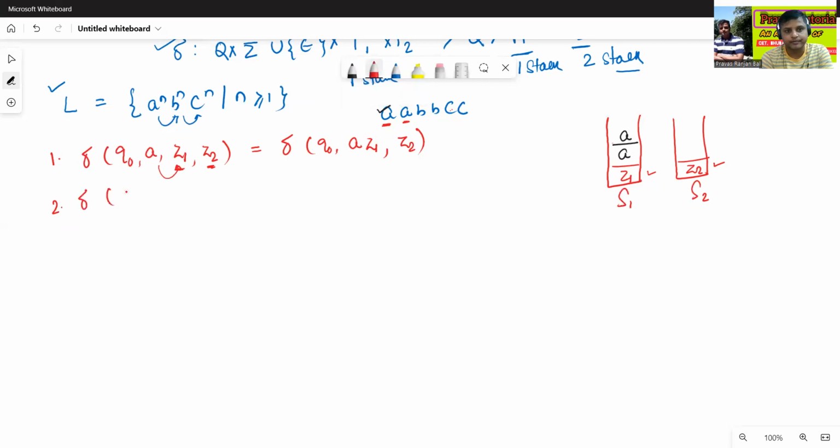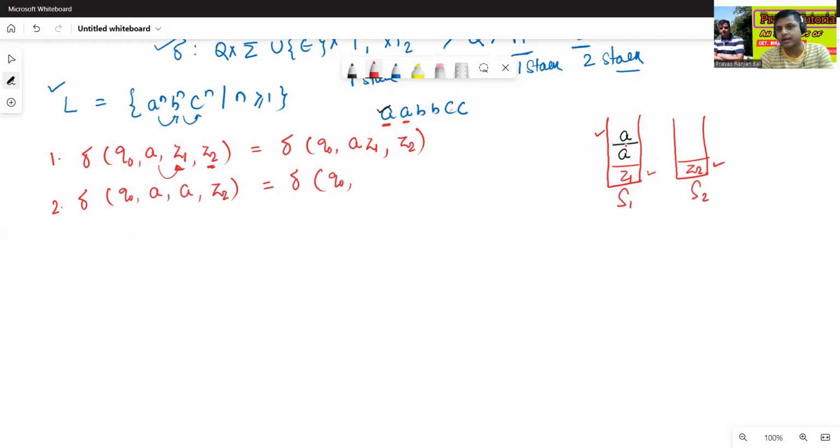So delta Q0. What will be read? A. What is the top of the stack? In case of the first stack, the top is A, so I'll just write A here. What is the top of the stack in case of the second one? Z2. I'll just write Z2. This is delta, then Q0.